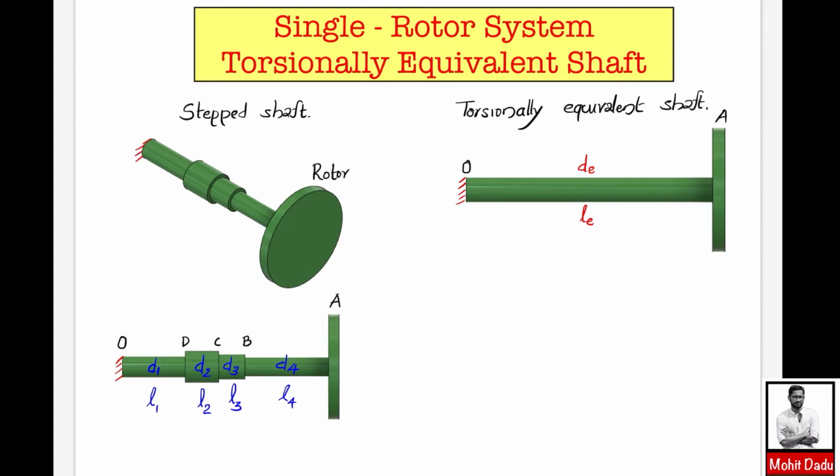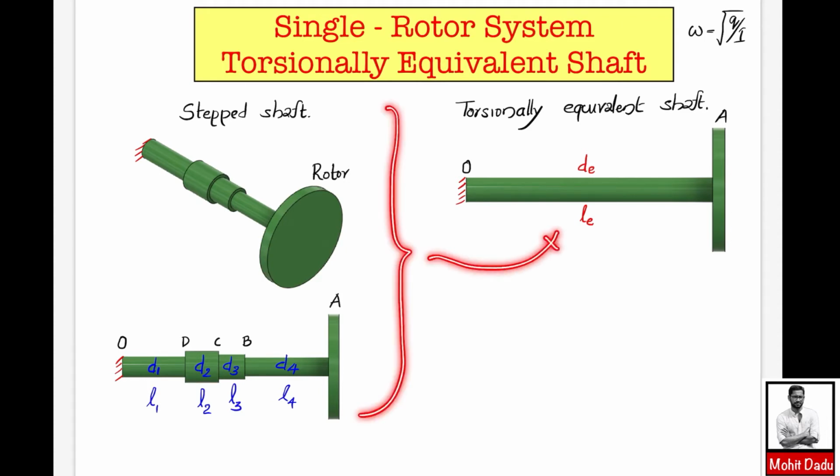That means at different lengths, it has different diameters. So in order to find the natural frequency, you have the equation omega equal to square root of q divided by I, where I is the mass moment of inertia of the rotor which is attached at this end, and q is the torsional stiffness of the shaft. Since here you have different lengths and different diameters, that means you have a stepped shaft. You have to convert this into an equivalent shaft that has the same effect, and that is known as the torsionally equivalent shaft.